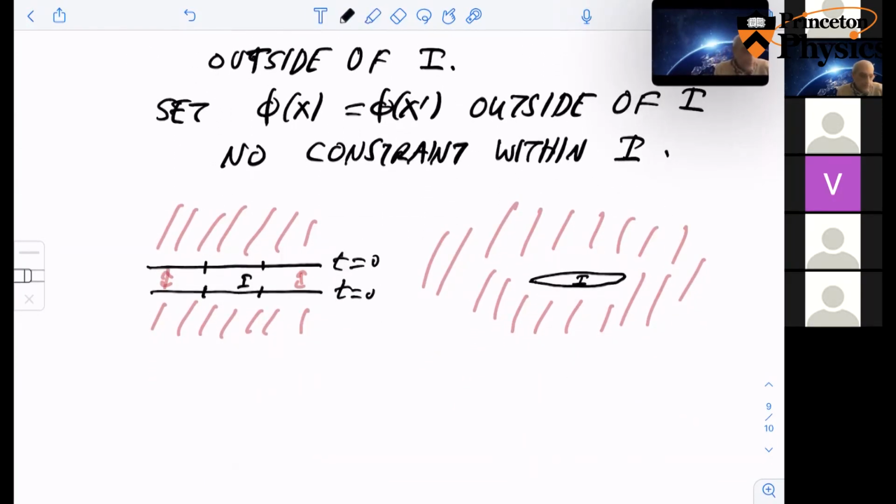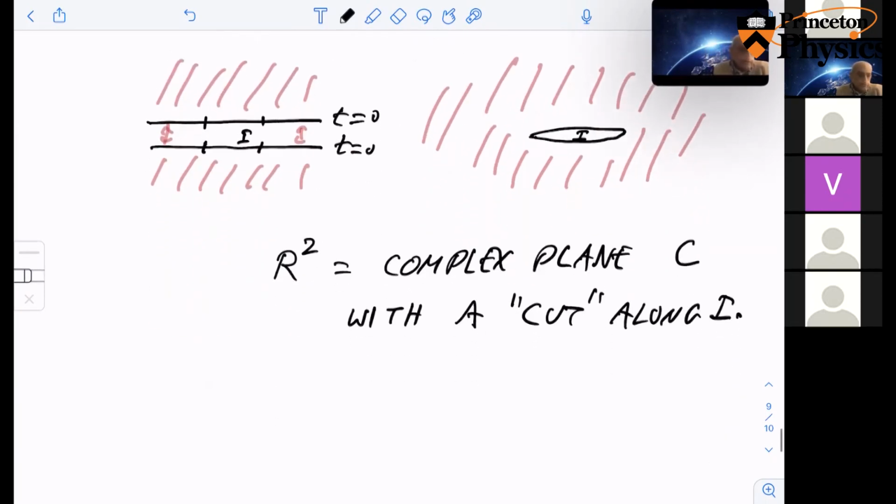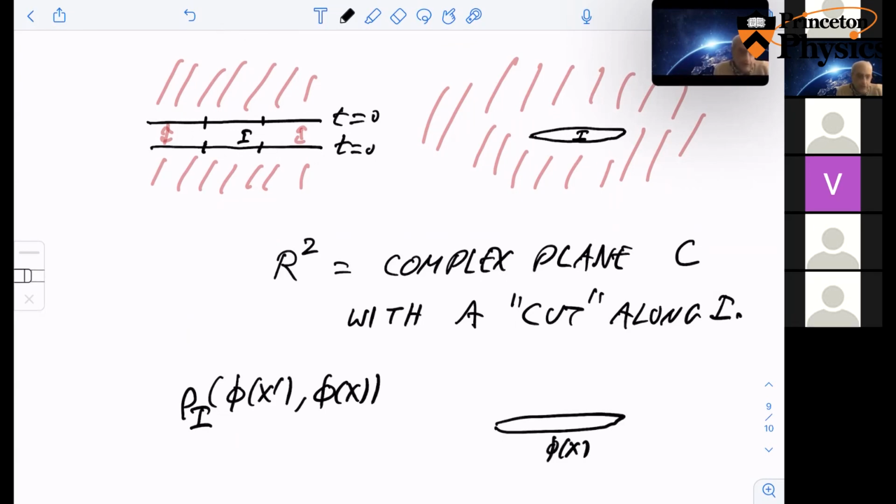We have R2, which we can also think of as the complex plane, with a cut along I. So somebody has literally taken scissors and made a cut in the plane along I. And now to calculate rho of phi x prime, phi x, which is now the density matrix for region I, we do a path integral on the cut plane with the boundary values phi x below and phi x prime above, and no other condition.